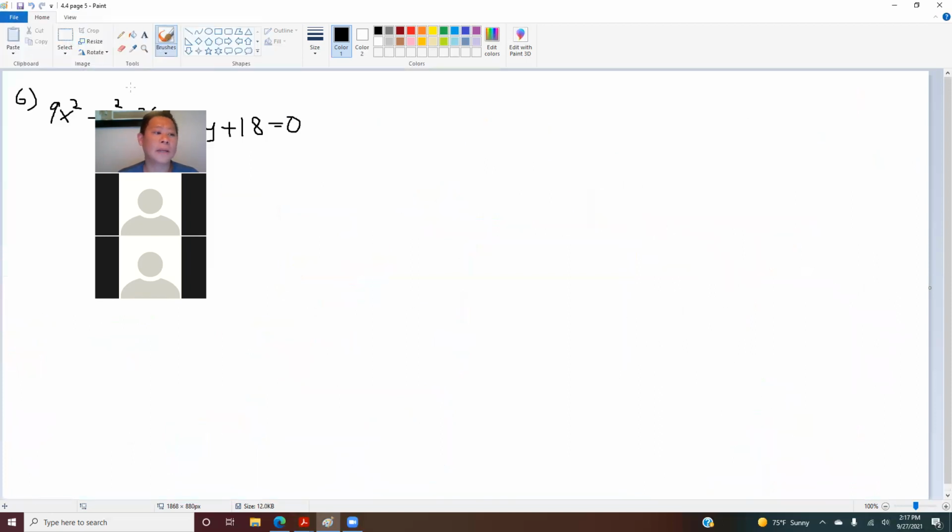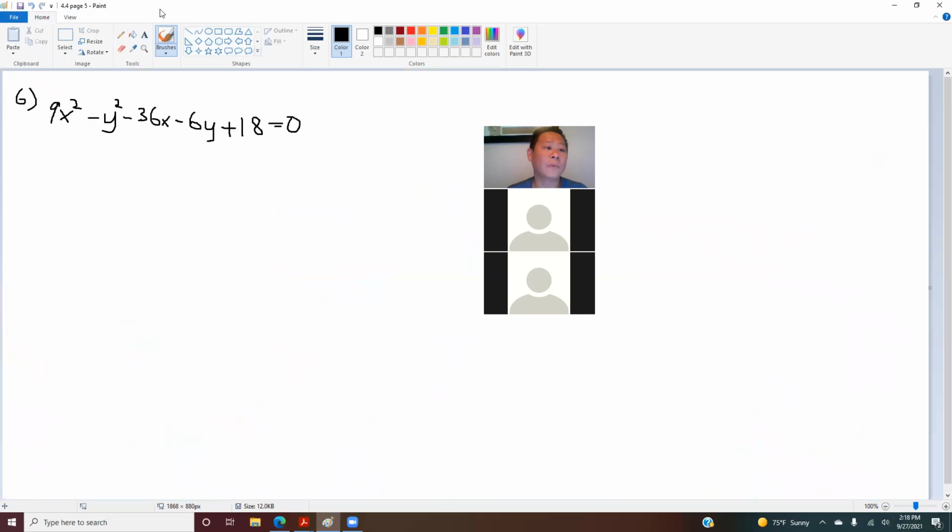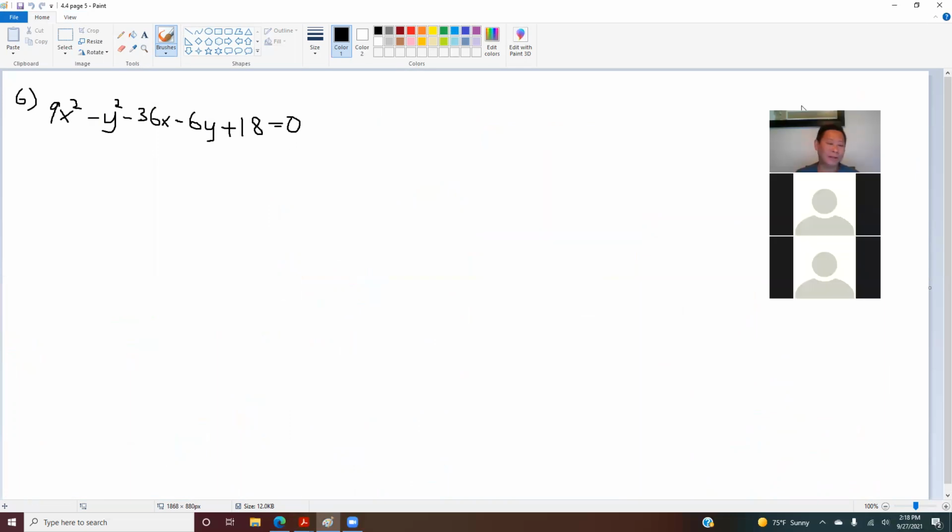All right, this is number 9. I just copied it down from your notes there. Same as question 6. I want you guys to try to perform completing the square here. I emphasize this because it's worth a lot of points in your test.